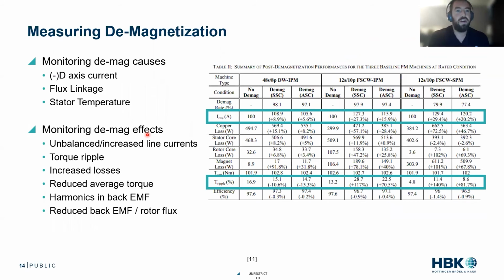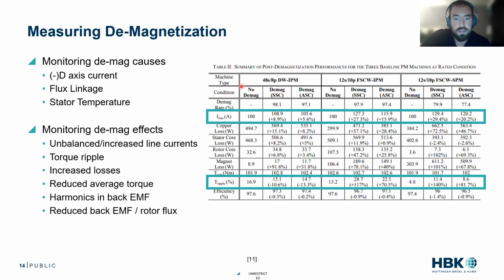Demagnetization, this one's near and dear to my heart. Demagnetization has a variety of causes: negative d-axis current, flux linkage, stator temperature. So you can monitor these 3 things and know if you're in an area where demagnetization can happen. If you monitor your negative d-axis current and you're pushing a lot of field weakening, at the same time your stator or rotor temperature are hot, you can know that you might be looking at one of these scenarios.